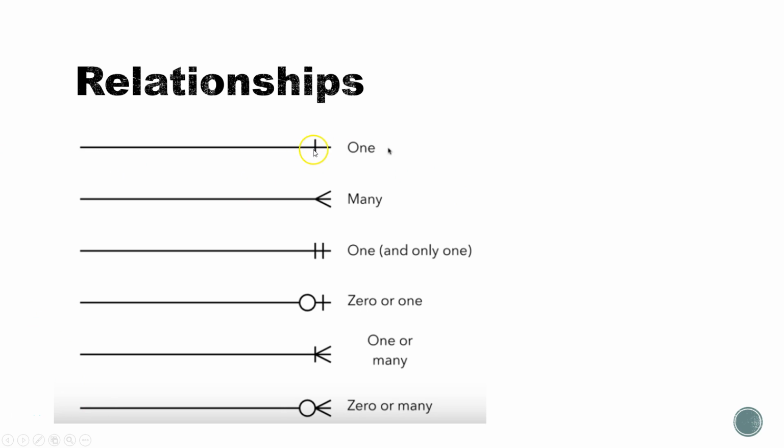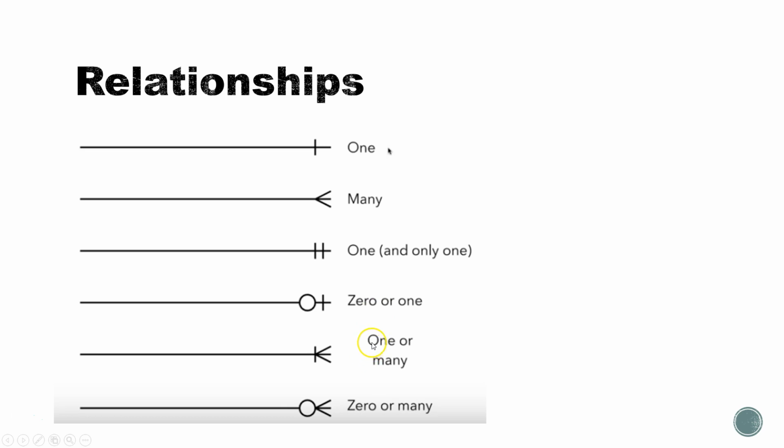Here we go. What you have is you would apply this to both ends of your relationship. So one end might be a 1 and the other end might be a many, or the other one might be a 1 and only 1, and then the other end might be a standard 1. So this is when you have your relationship, you need to apply something to both ends. Okay, so it will be one of these.